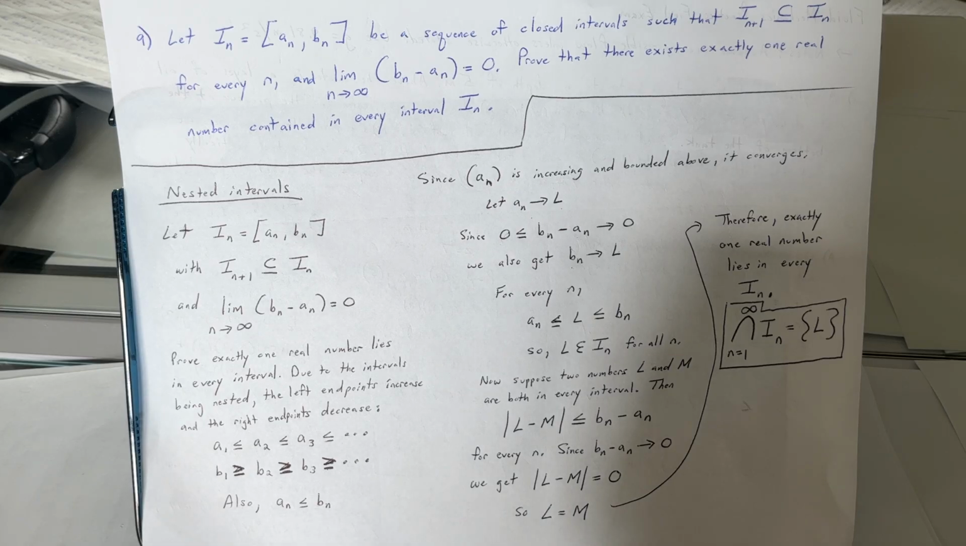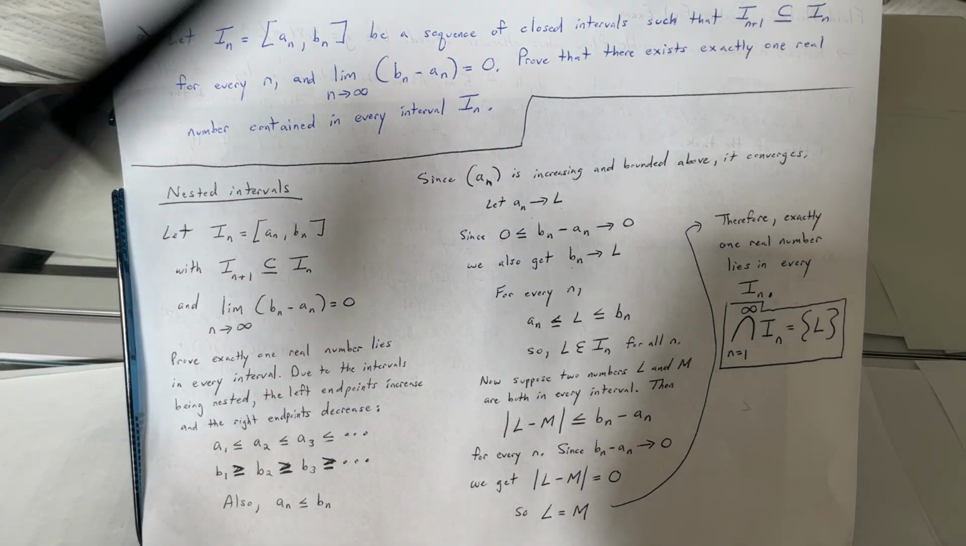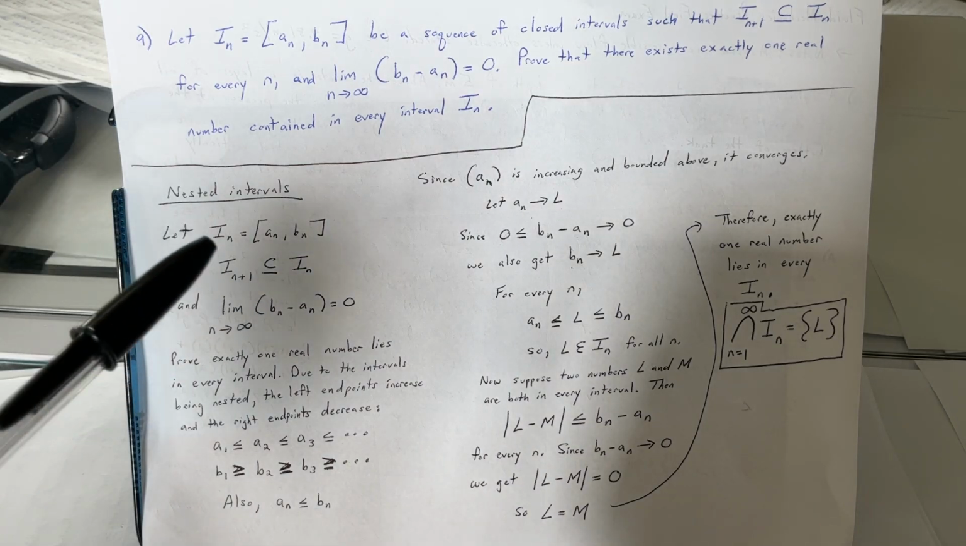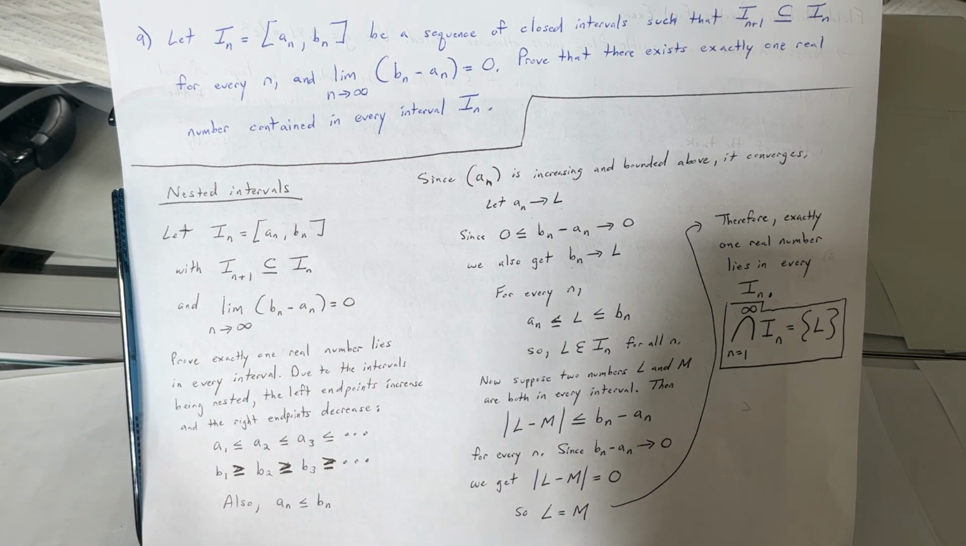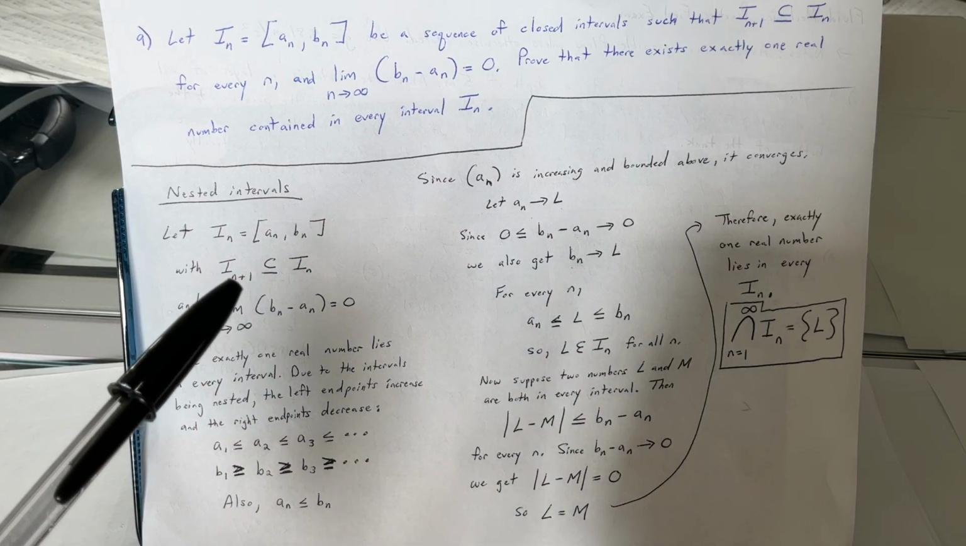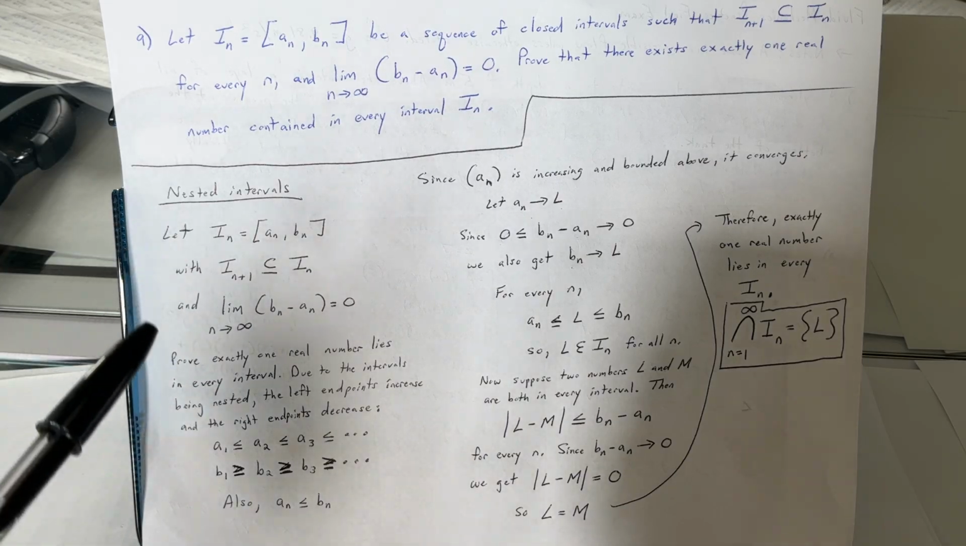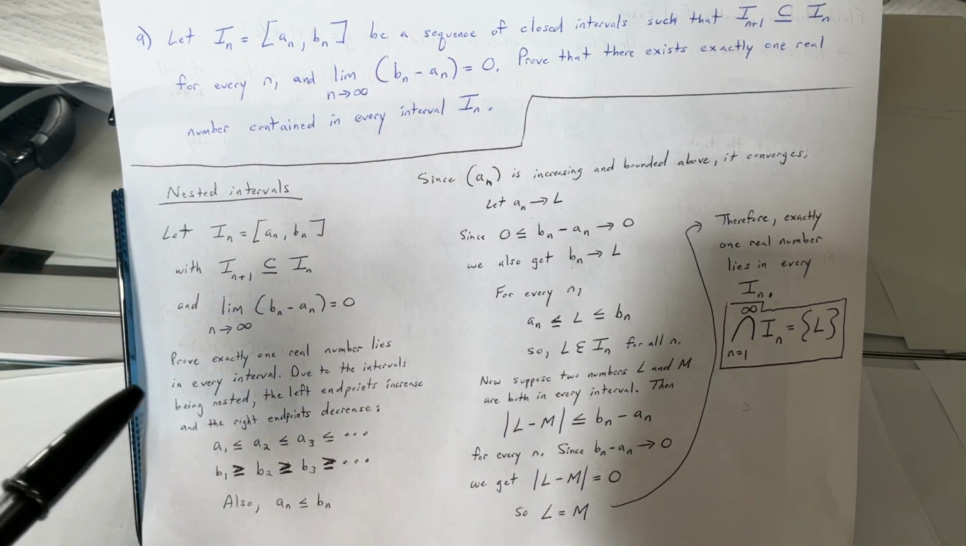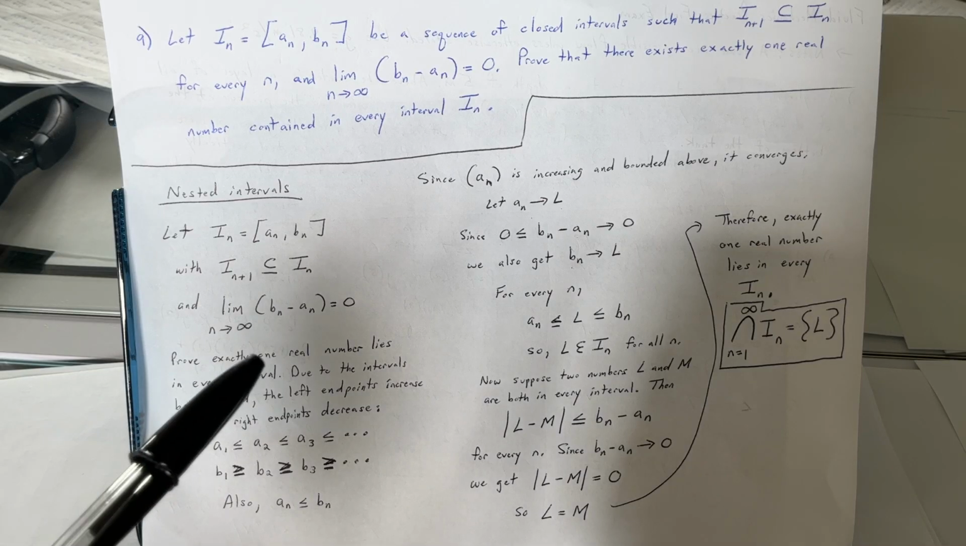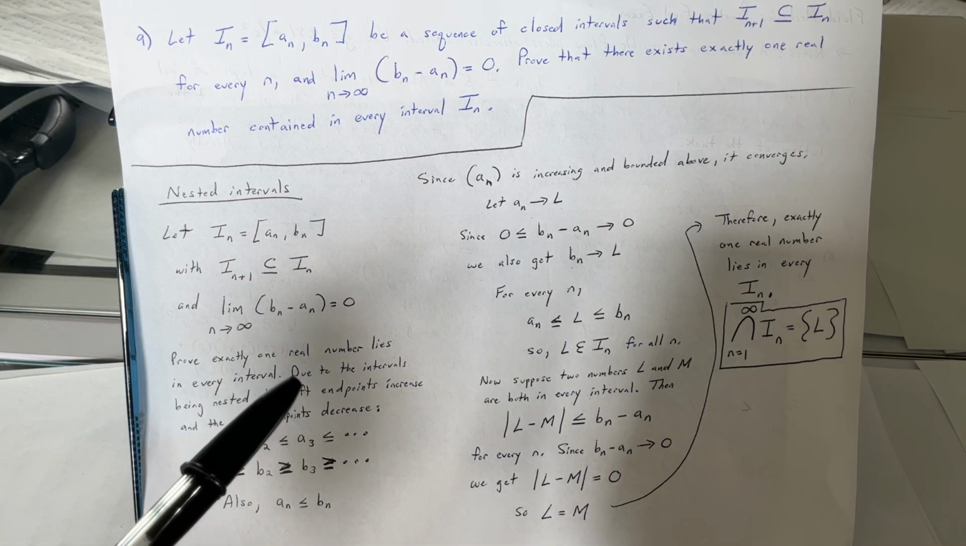Interesting one. So the nested intervals here, we're going to let I sub n equal this, and I sub n plus 1 is contained in I sub n. These are the three things we're given from here. So here's what we'll do. We'll prove exactly one real number lies in every interval.